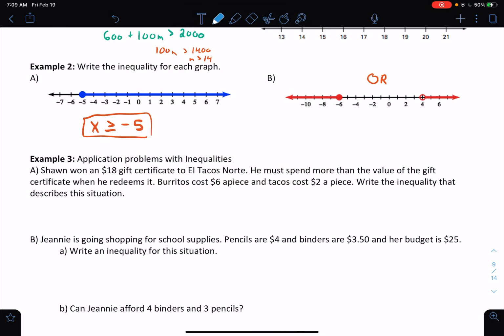So this first inequality is looking like x is less than or equal to -6, because I start at -6, fill in that circle, and I shade off to the left, so I'm getting smaller. So x is less than or equal to -6, or this inequality to the right, I start at 4 with an open circle, and I shade off to the right, so my values are getting bigger. So x is less than or equal to -6, or x is greater than 4. And there we go.